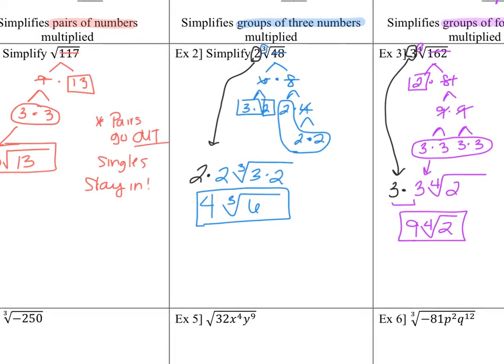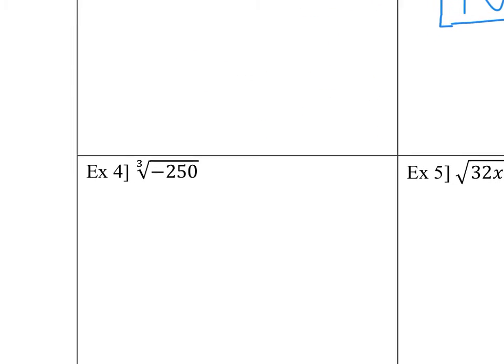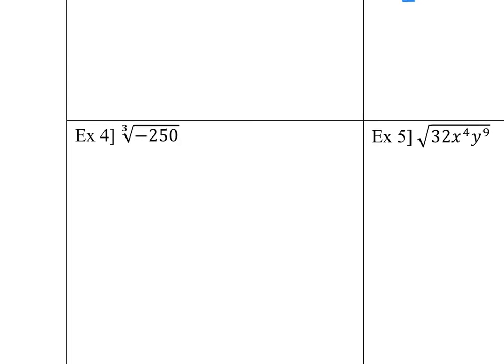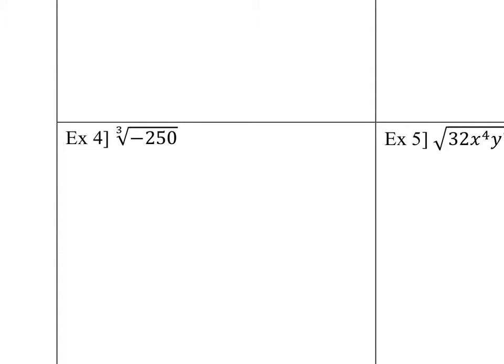Okay, let's try another one. So we have a negative. So remember way back when we solved quadratics, we talked about negatives being inside square roots. That wasn't okay because you could never get a number times itself to give you a negative. But this is a cube. That's a little different. So let's break this apart this way. For this cube root, we're going to break down negative 250. I'm going to pull the negative 1 to the side and pull the positive 250. Because negative 1 times 250 does make negative 250.